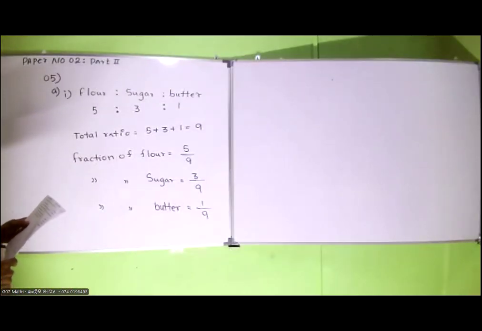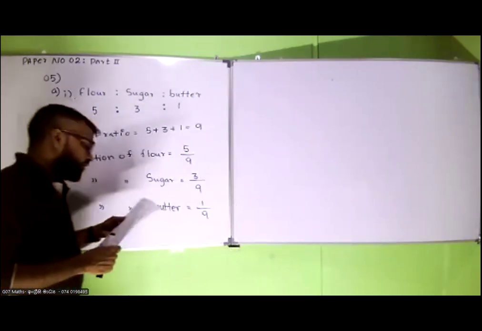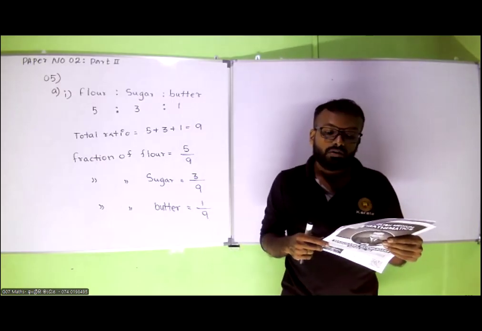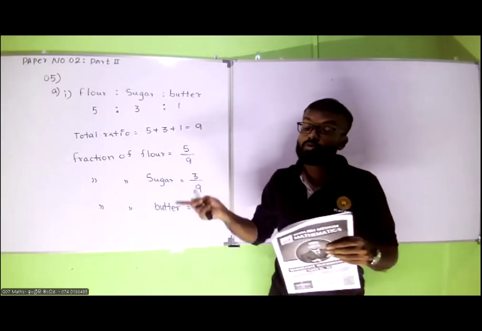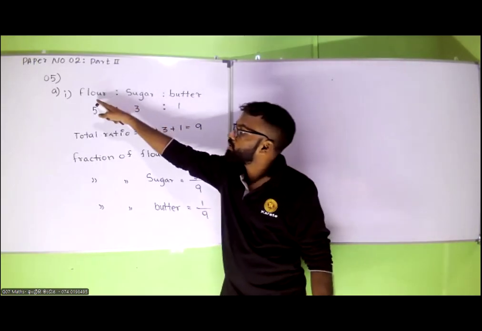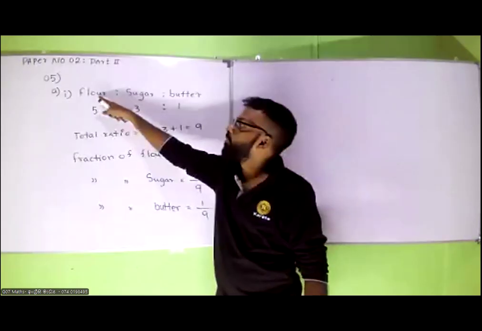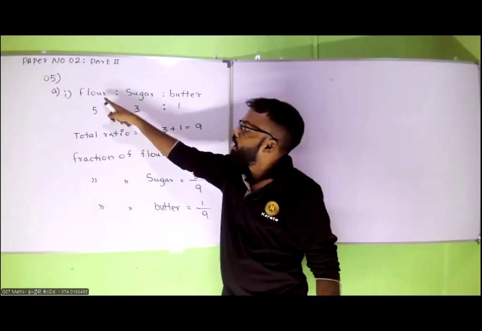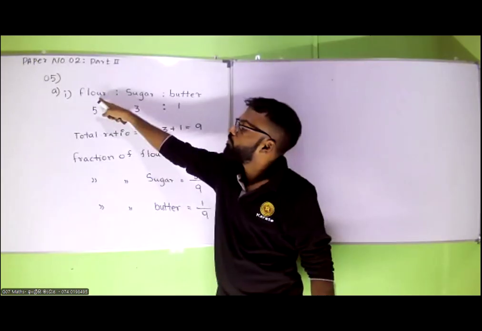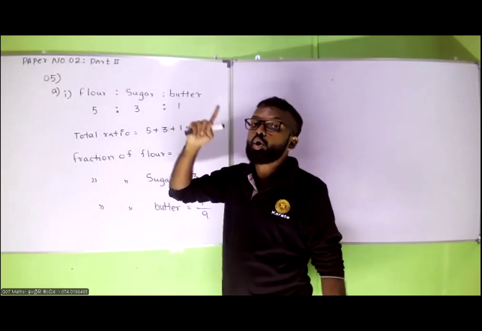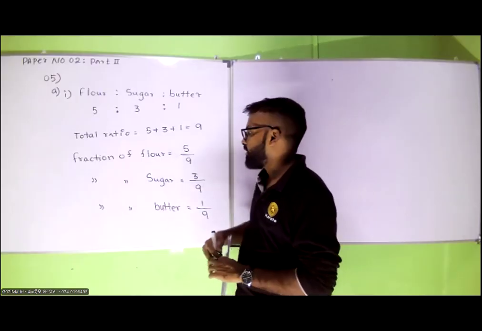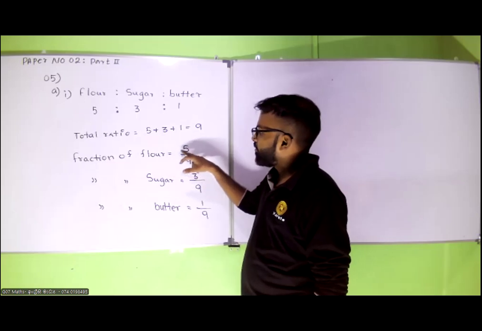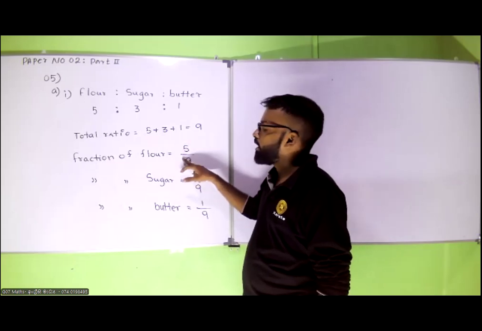Then, find the flour amount needed to make a mixture of 3.6 kilograms. You have to find how many kilograms of flour are needed to make the total mixture of 3.6 kilograms. This is the fraction of flour, 5 upon 9.